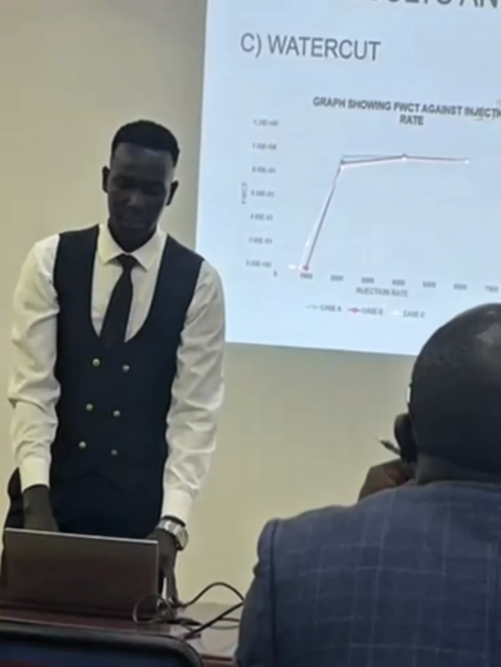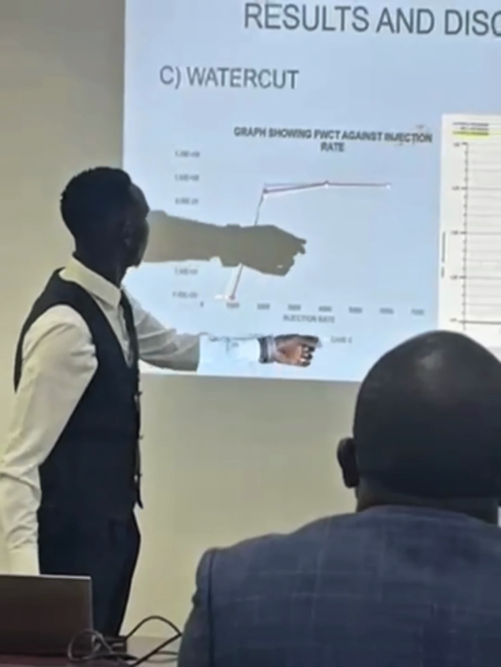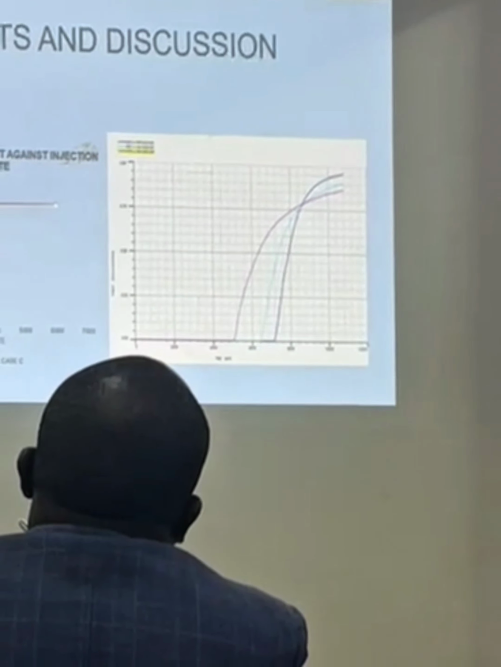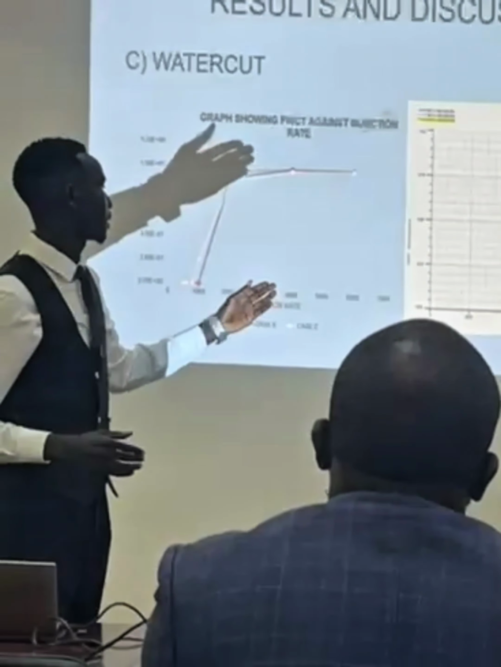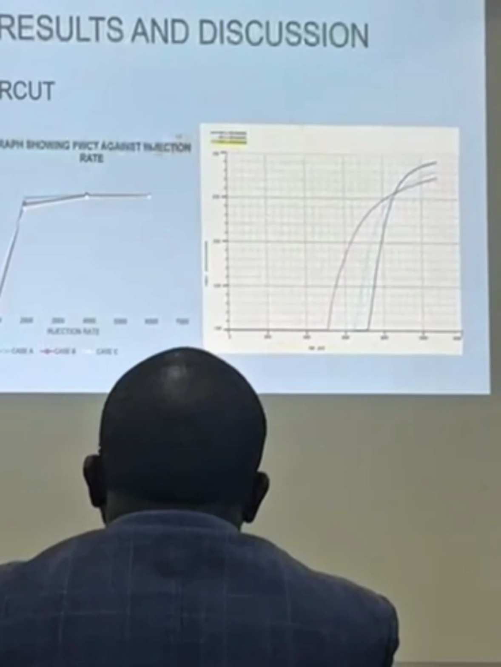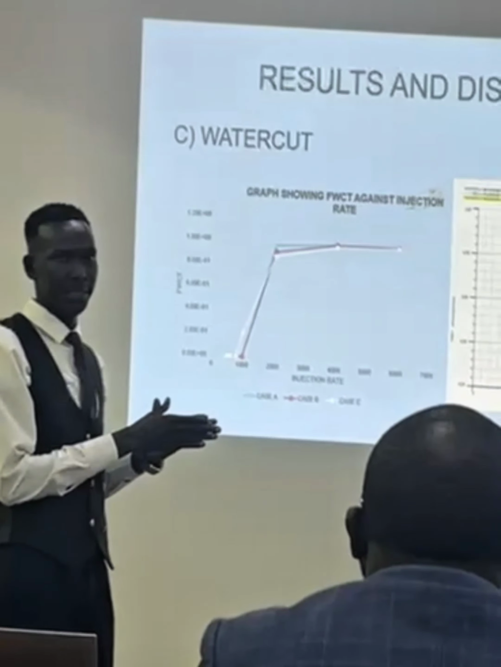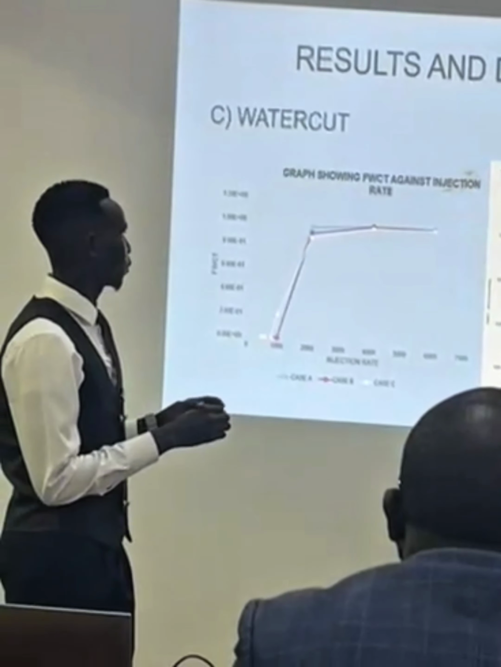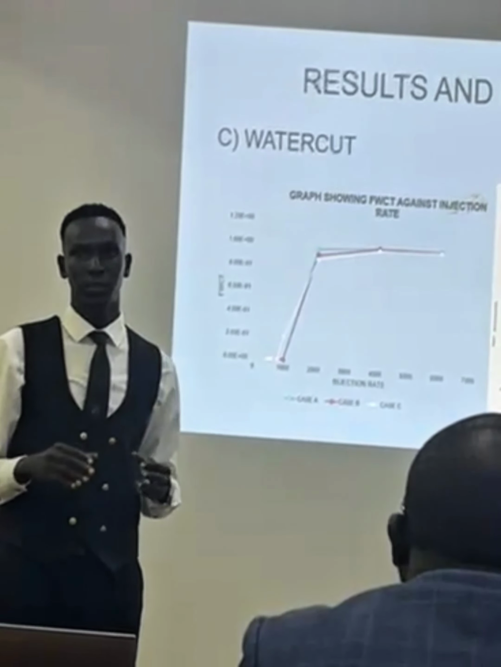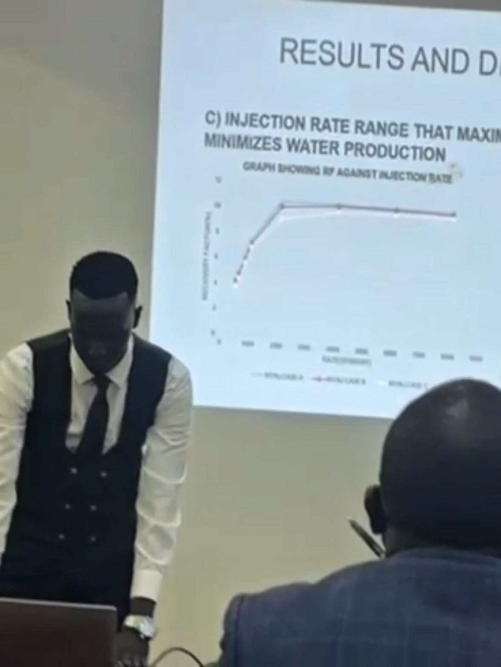Now looking at the water cut, I studied all the three cases as well. We can see the purple one represents the third case, case C, where mobility ratio is high. The light blue is for case B, then dark blue is for case A. Case C showed us that water was produced earlier. This is water cut against time. Water was produced way earlier than for all the other cases, and that was because of the unstable waterfront that was created by the high mobility ratios.